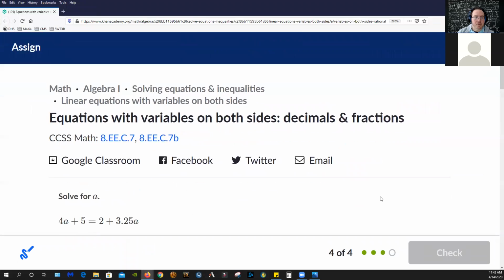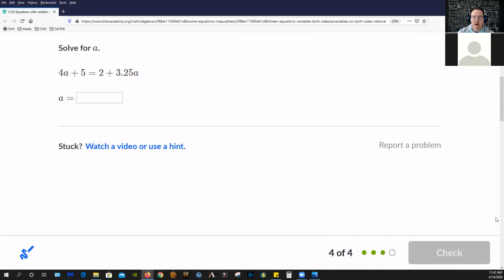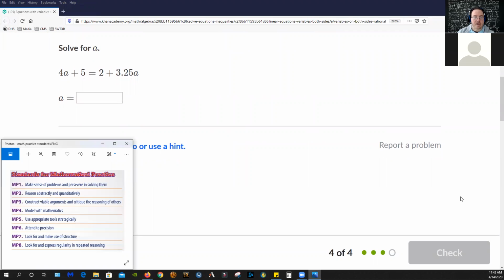So this is similar in that we'll be doing a lot of the same mechanics. However, it is different in that this one has decimals, but that should not be a deterring factor, really. So rewrite the equation. That'd be 4a plus 5 equals 2 plus 3.25a.